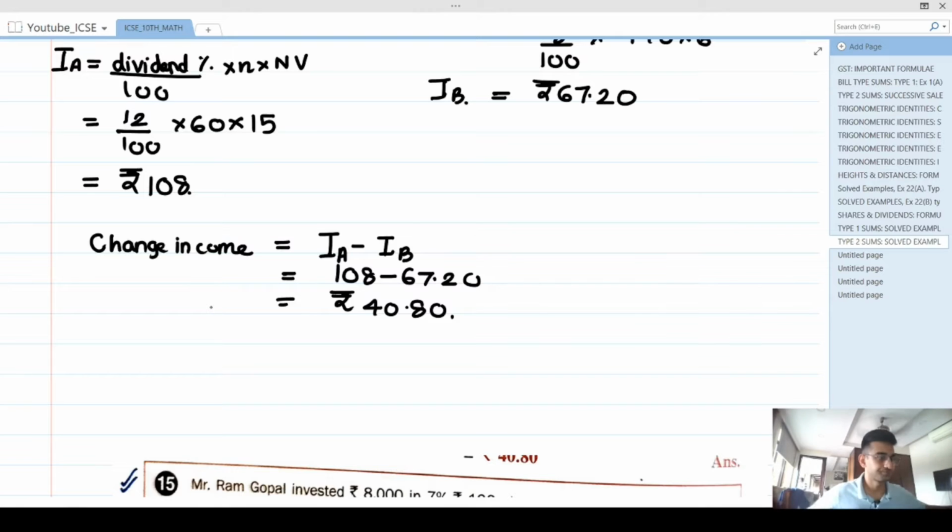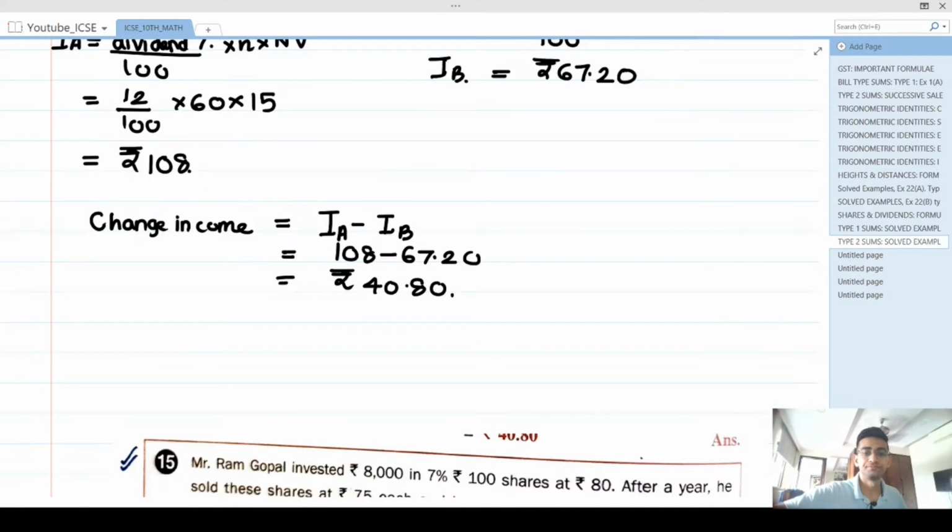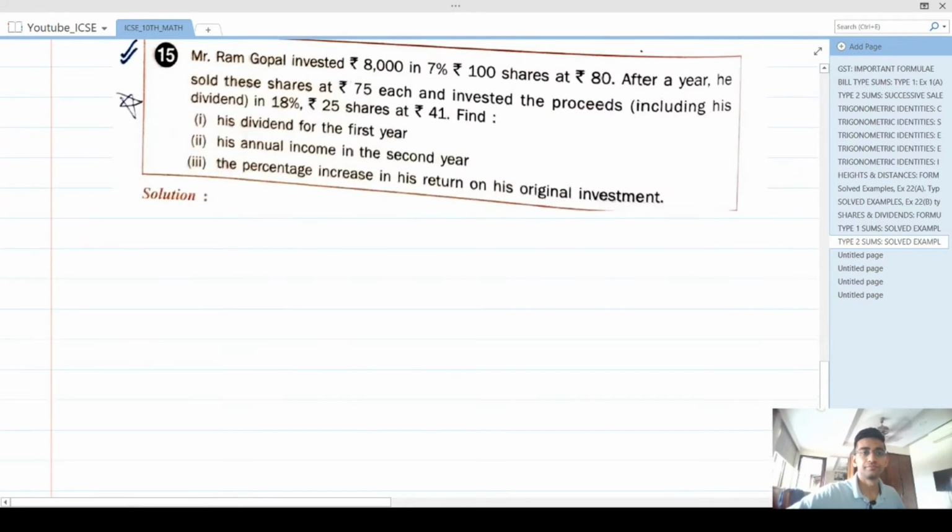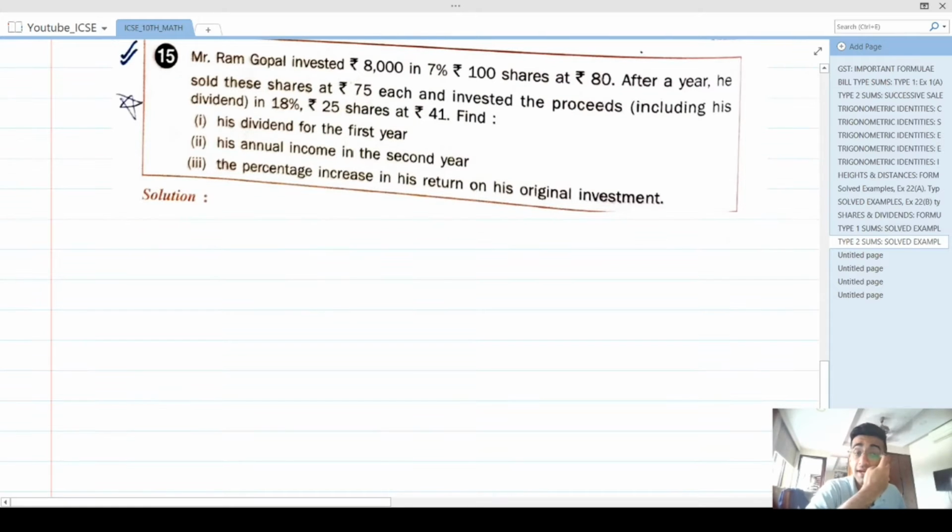Right? Next sum. Mr. Ram Gopal invested 8,000 in 7% rupees 100 shares at 80. After a year, he sold these and invested the proceeds, including dividend. The thing to make sure over here is you read this. So find his dividend for first year.